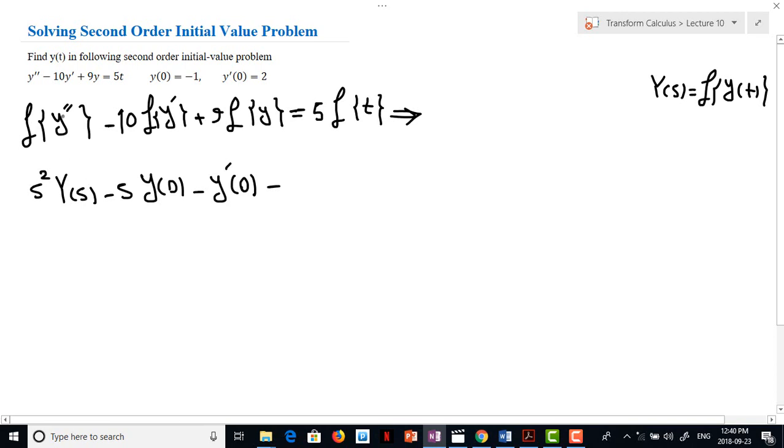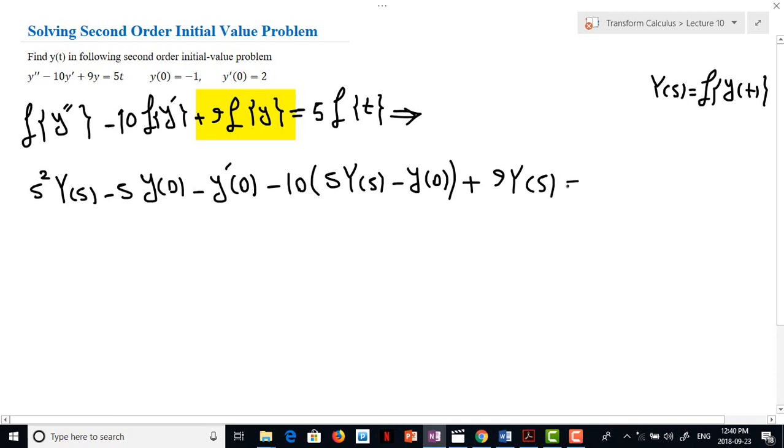So it's Laplace transform of y double prime, minus 10 times Laplace transform of y prime, which is s Y(s) minus y at t equal to 0, plus 9 Y(s), is equal to 5 times Laplace transform of t, which is 1 over s squared.